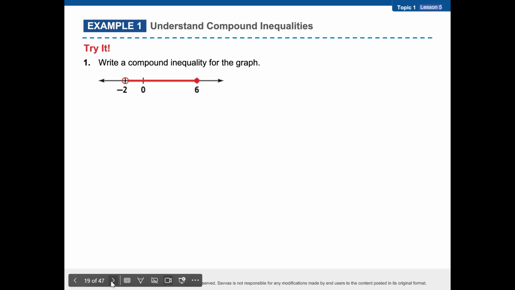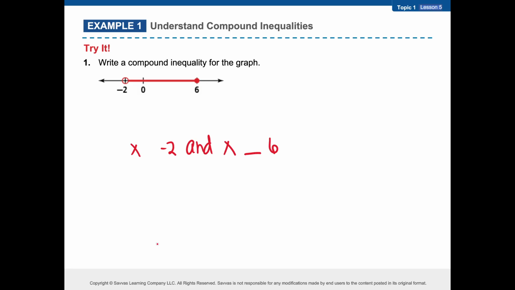So you can pause and try this one on your own. Seeing that it's shaded in the middle, automatically I know it's an and. So again, you can write it as x is something to -2 and x is something to 6. Because 6 has a closed circle, I know it has an equal sign. X does not, so it's an open circle. And then ask yourself, what is 0 to -2? 0 is greater.